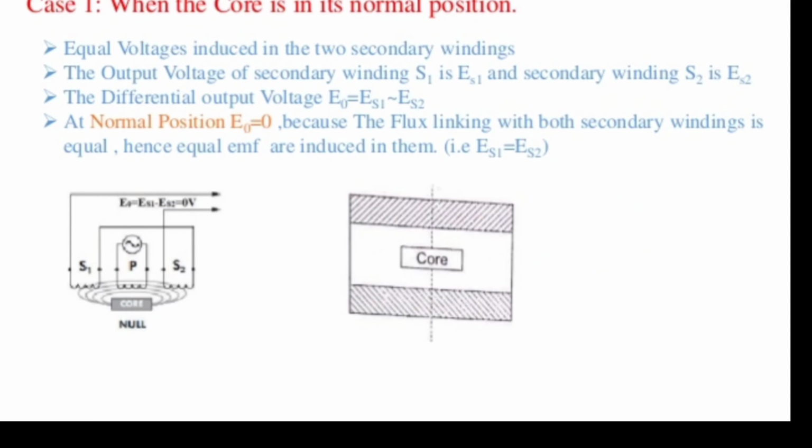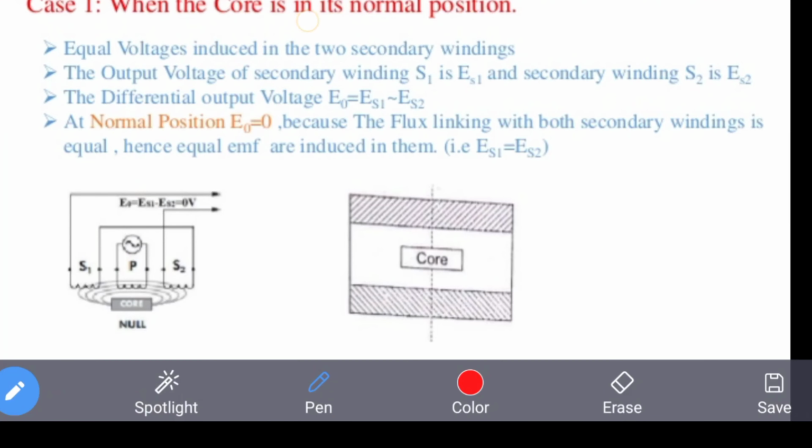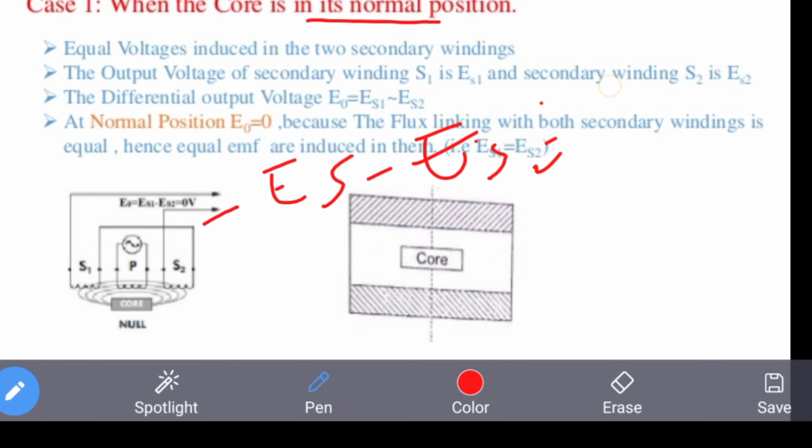When the core is in the normal position, equal voltages will be generated, and ES1 and ES2 are both 5 volts. We are giving 10 volts as primary voltage, and 5 volts and 5 volts are opposite, so the difference in voltage, ES1 minus ES2, is 0 volts. That is 5 volts minus 5 volts is 0, the differential output.